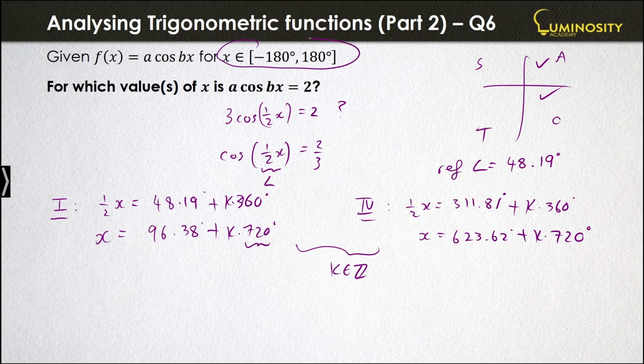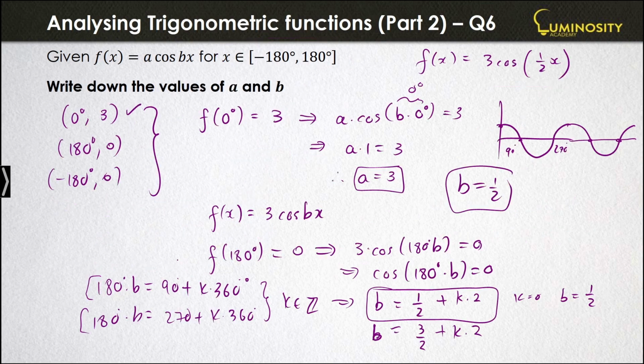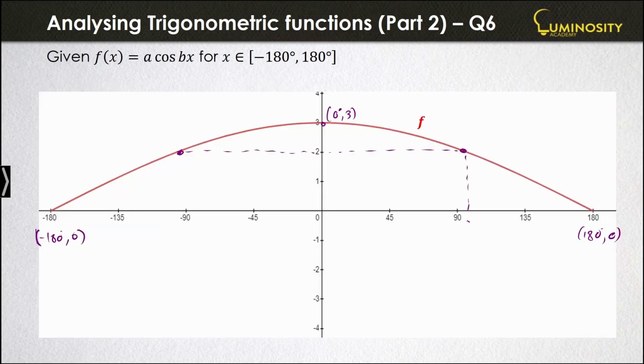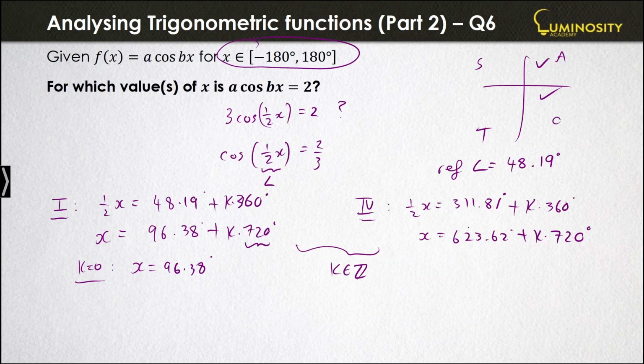Okay, but this is the restricted domain. So for the first one here, if I put k equals 0, I'm going to get x equals 96.38 degrees. And if we go up here, that looks like it's right. So that's the x value for that one. If we do any other k integers, it'll be values outside there. And then similarly here, k equals 0 will not give you any applicable solution because you'll get 623.62 degrees. So I'm going to try k equals -1 because I feel like that might work. And if we put -1 for that, what are we going to get?